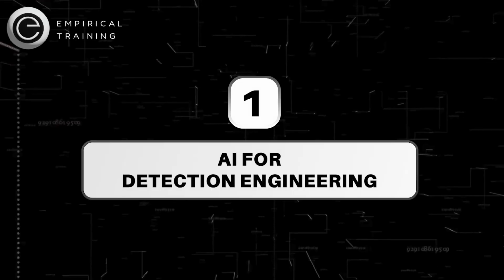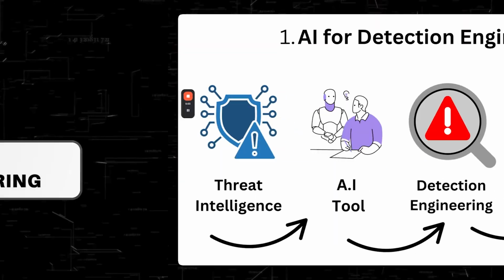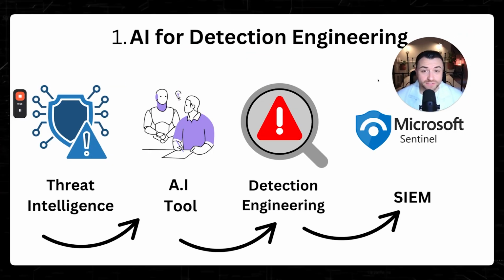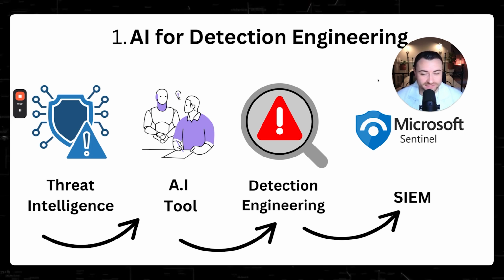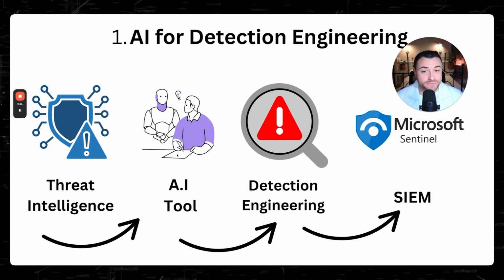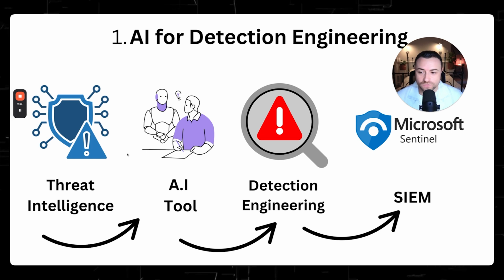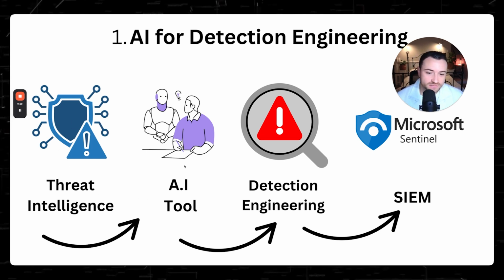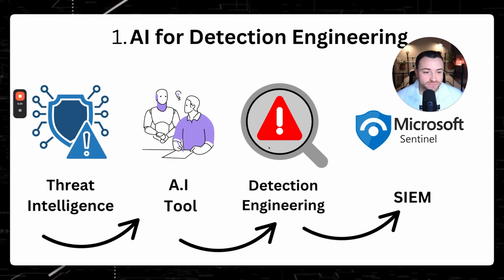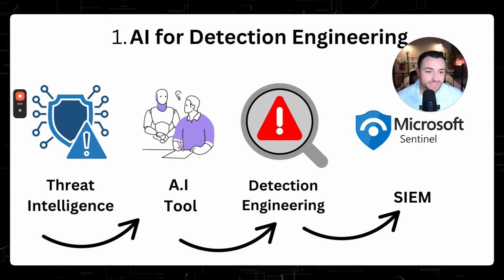First up then is using AI for detection engineering. Now, detection engineering involves building new detection signatures to be able to detect the latest attacker activity. And we can actually use AI to help us with this. What this looks like is that you'll have threat intelligence, which will go into the AI tool, which will become detection engineering, and which will go into a SIEM like Microsoft Sentinel.